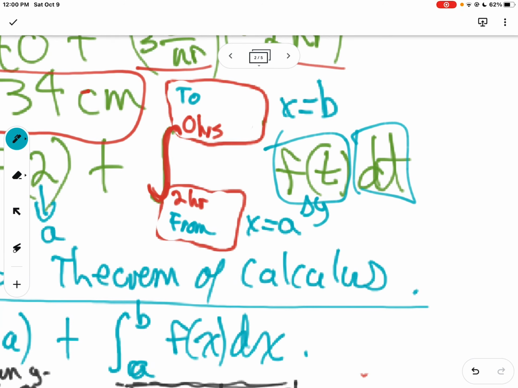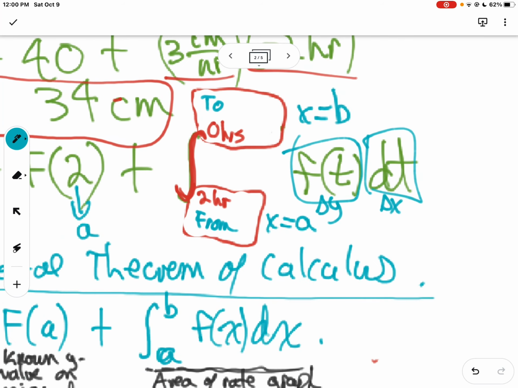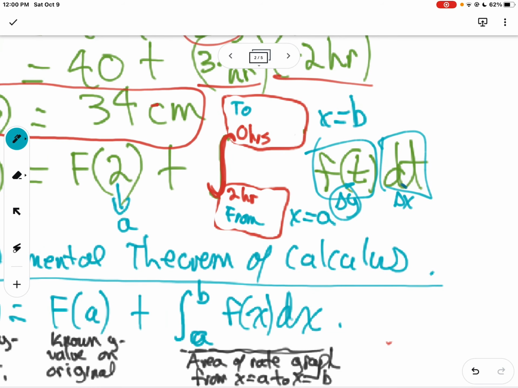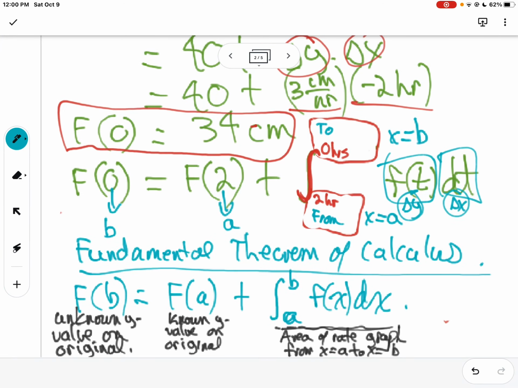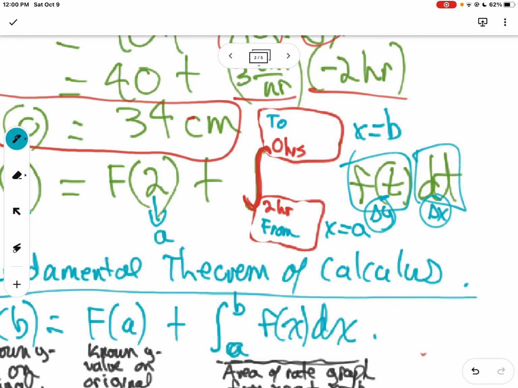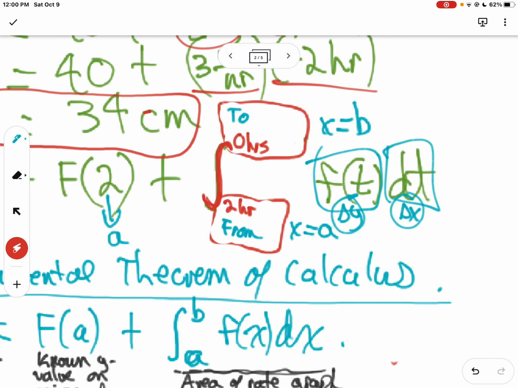Because f at x is a y value. dt is what we see on the x-axis, right? Delta x. So delta y multiplied by delta x. Okay, so some things to think about. By the way, this value down here is called a. This value up here is called b. And we call these the limits of integration, okay?